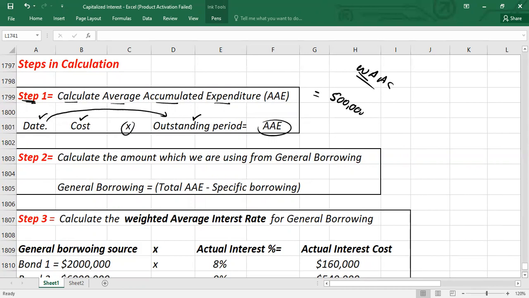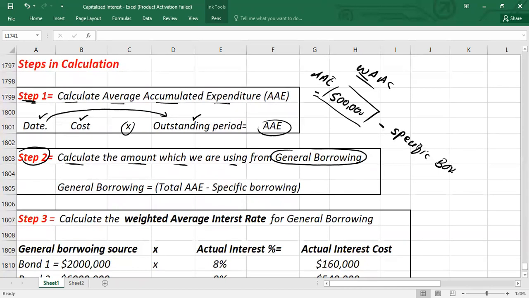So after that, for example, I'm assuming our average accumulated expenditure is $500,000. In step number 2, you have to calculate the amount which we are using from general borrowing. This is really important. For example, guys, if your average accumulated expenditure is $500,000, maybe you have taken a specific loan to finance this construction, so you will subtract your specific borrowing, which you have raised to finance this construction.